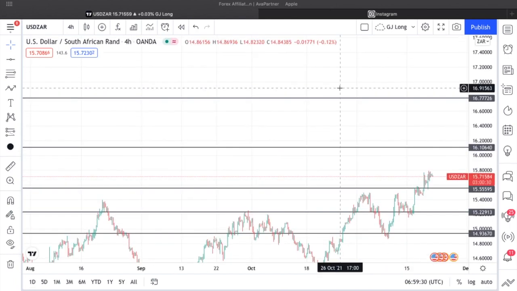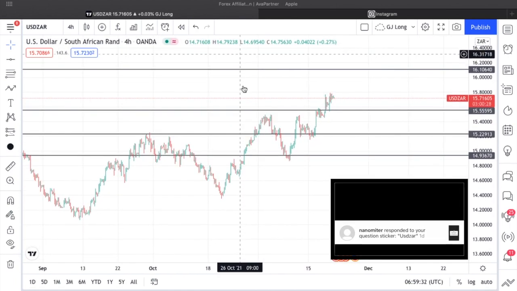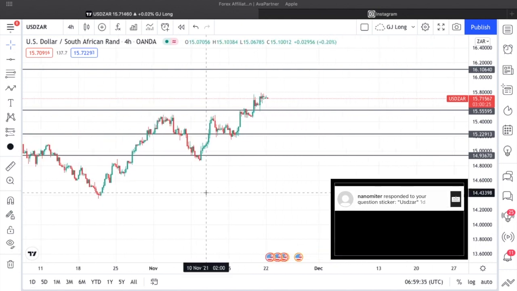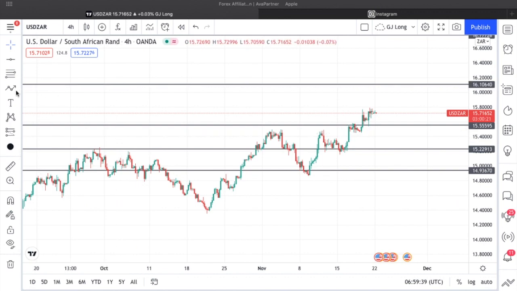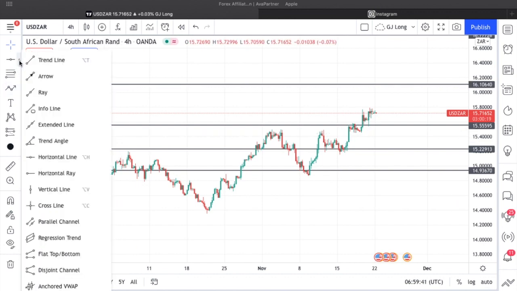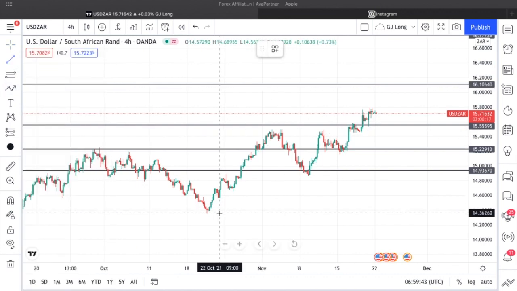by one of my followers. His name is going to pop up. Yeah, it was Nanometer who asked for USD ZAR. So this is my analysis on USD ZAR. I started by marking my support and resistance levels on the daily time frame.